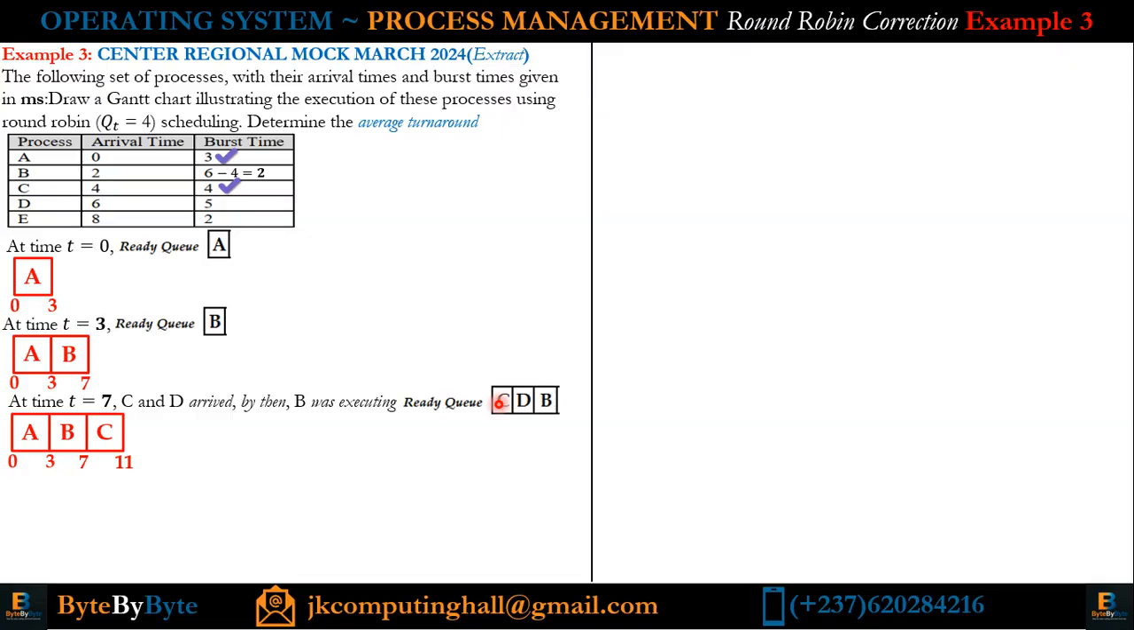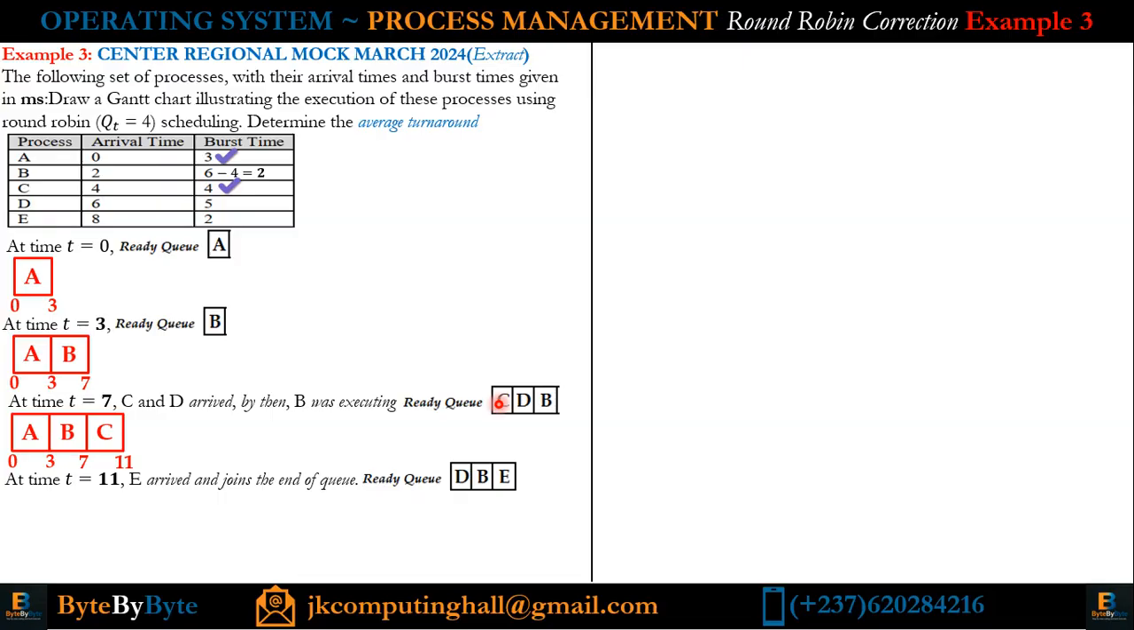And by the time C is done, E is already in the ready queue. And when E enters, my ready queue becomes D, B, E. That's what we have. So at time t equals 11, E arrives and joins the end of the ready queue, because E came when in my ready queue I was having D and B. So that's why E is at the end.